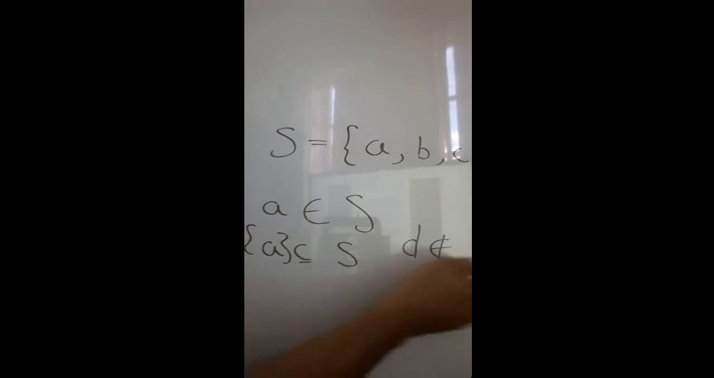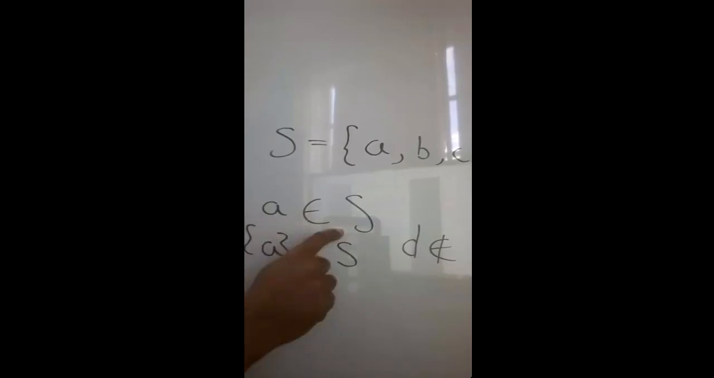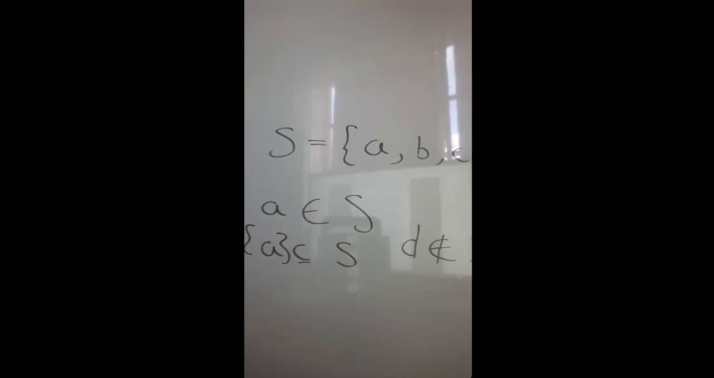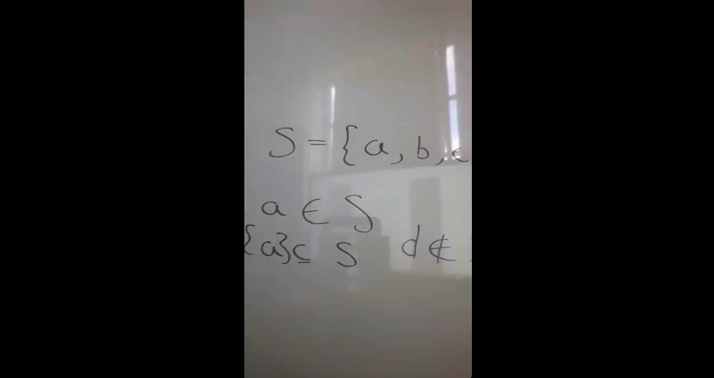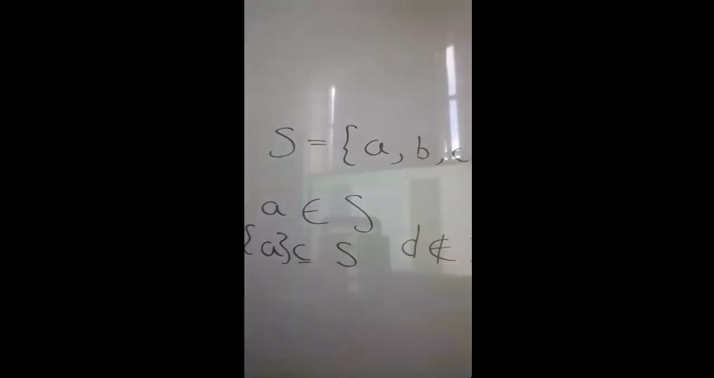It's not in S. So simply put, A is in S. That's what this is saying. If I want to just be straightforward with it, A is in S. But the correct terminology is A is a member of set S or an element of set S. But simply put, A is in S. And this one is saying D is not in S, or D is not an element of S. Good? Yes, sir.